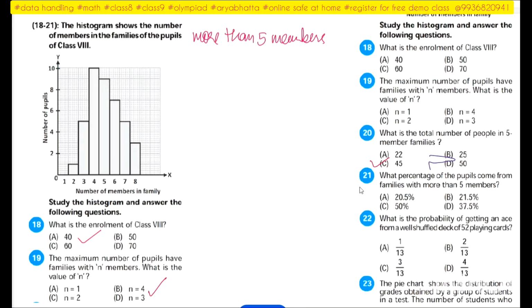So now in this question number 21, they are asking how many percentage. So more than 5 members will be 6 members. 6 members have how many people? 7. 7 members have how many people? 5. And 8 members have how many people? 3. These are the members and these are the people. So 3. Add them. Tell me the value.